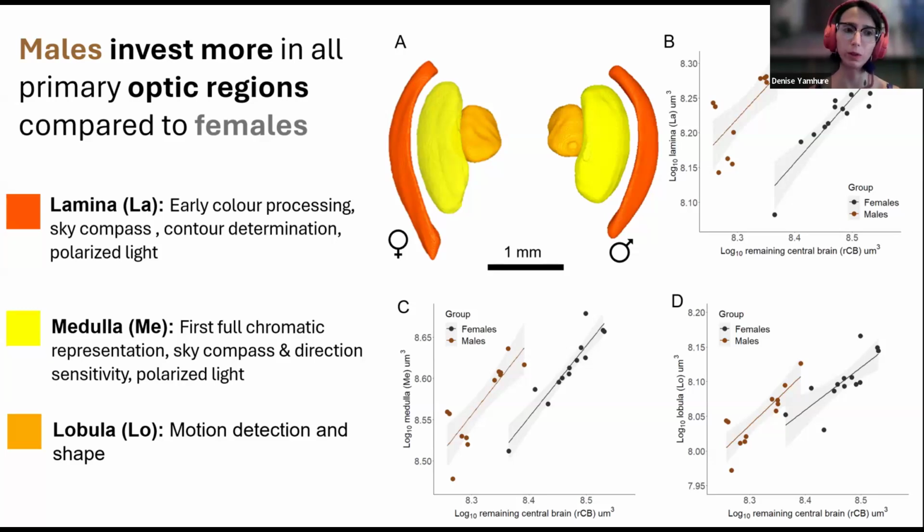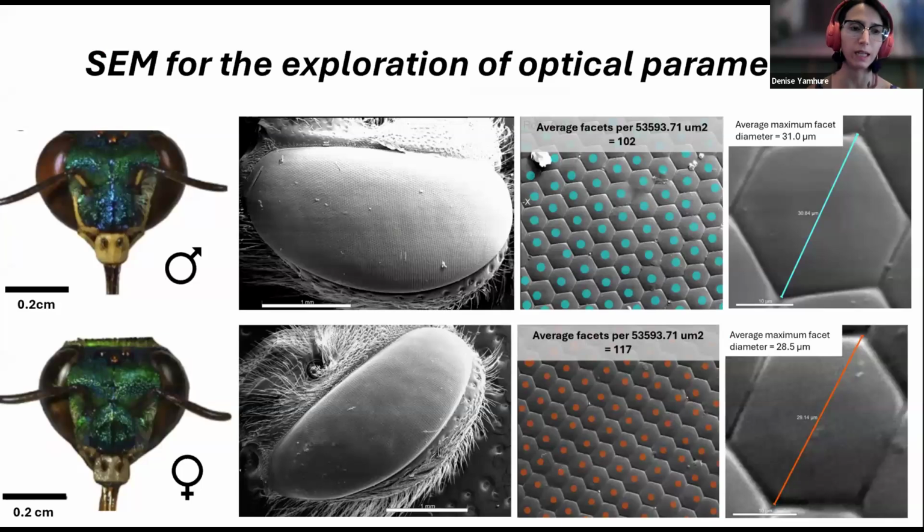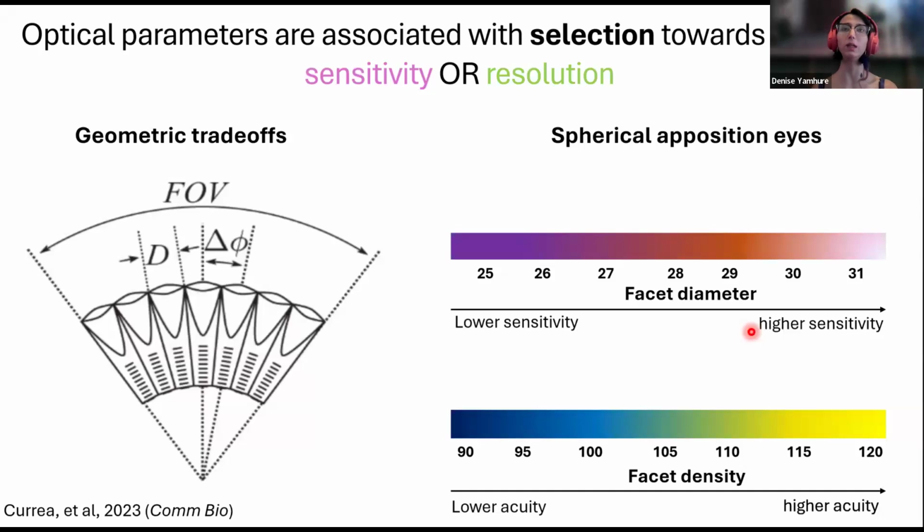So to explore this a little bit farther, I performed scanning electron microscopy on the compound eyes of both males and females to get into the details of some optical parameters. So I looked at the average facets per 12 squares in the compound eye to get an estimate of the facet density in the eye, as well as the average maximum facet diameter. And these two parameters are important because we know that typically changes in these parameters are either associated with an increased sensitivity or increased resolution. And these tend to create a geometric trade-off in visual systems.